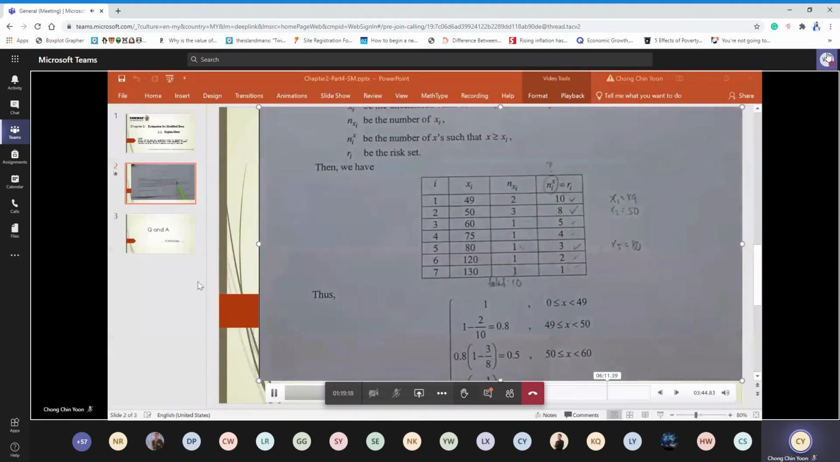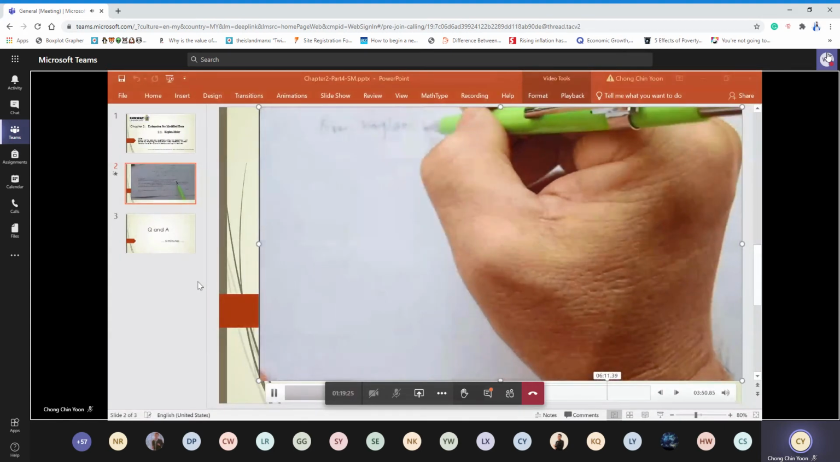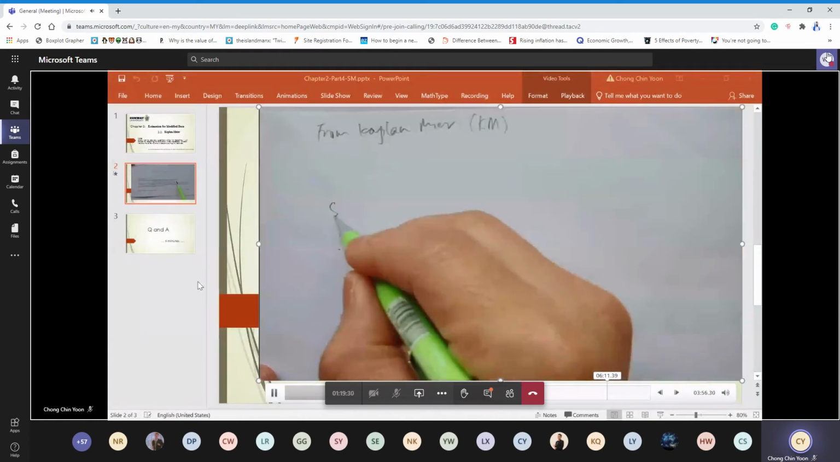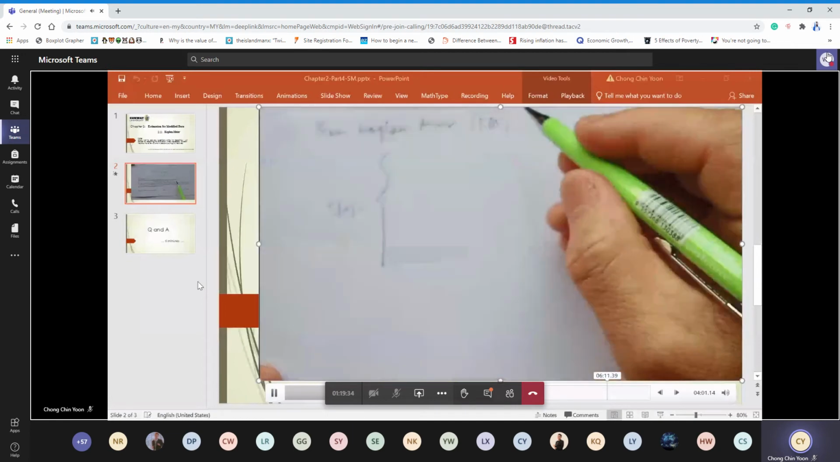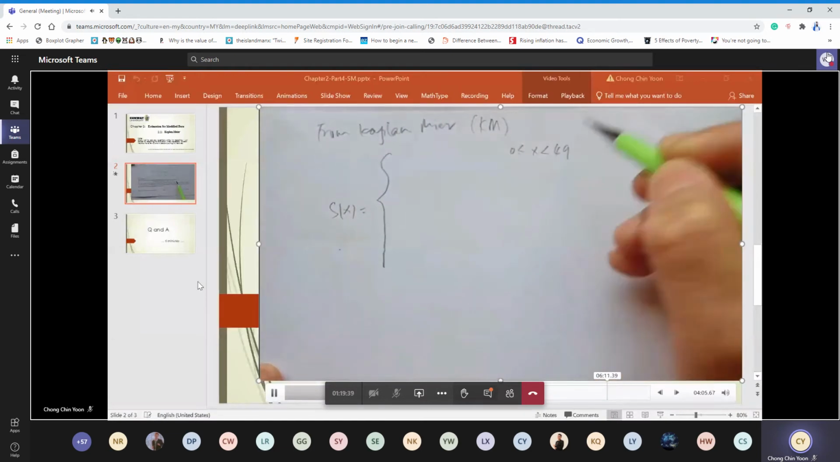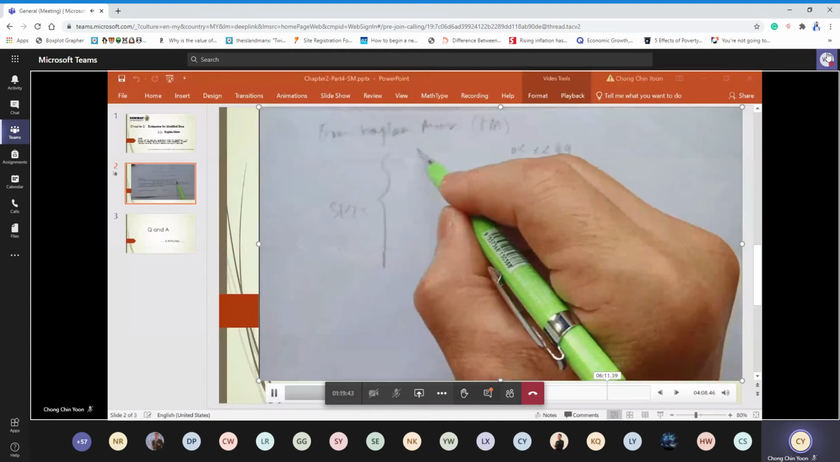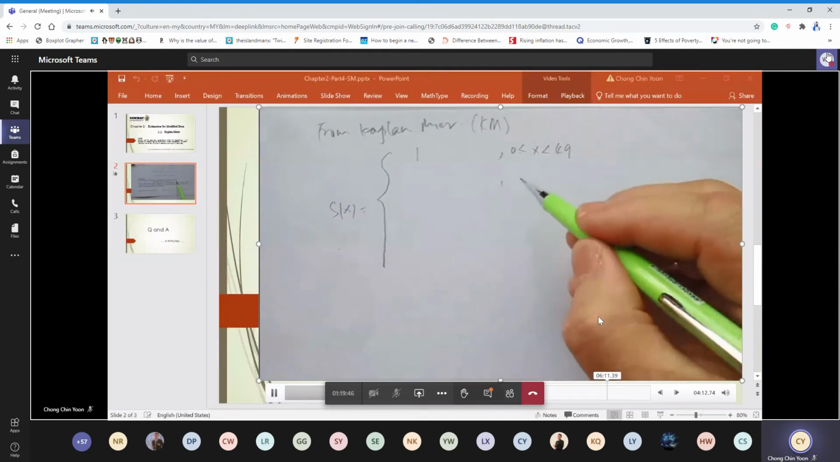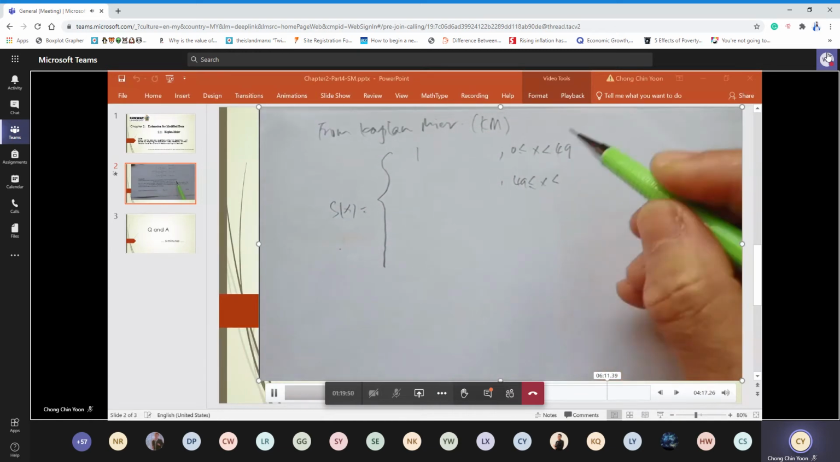So how do we get the survival function from the Kaplan-Meier, which we name as KM? The survival function is actually a piecewise function. For the first range, from 0 to 49, of course we always start from 1 for the first interval. Now the second interval, that is from 49 to 50.